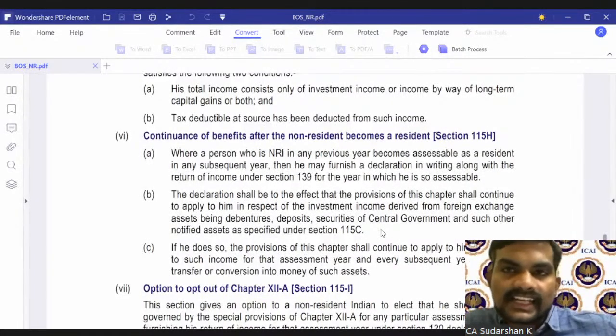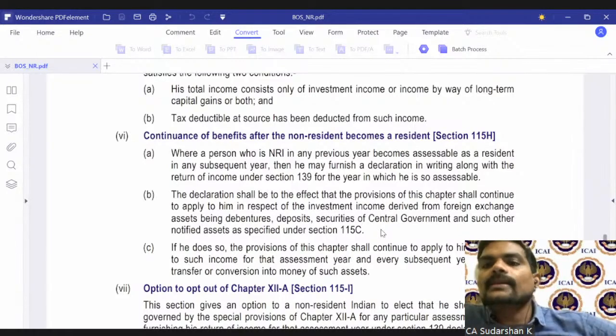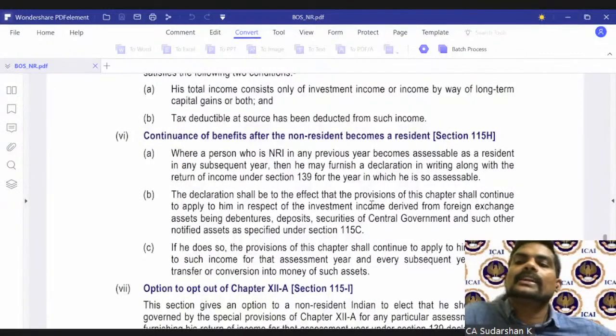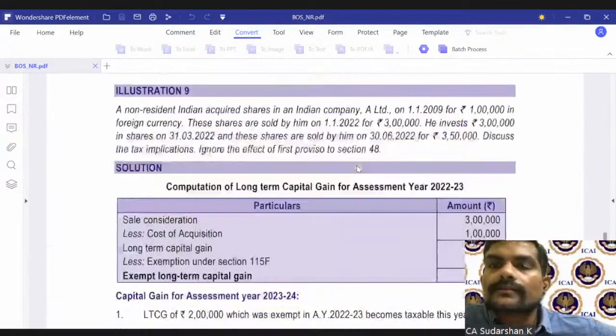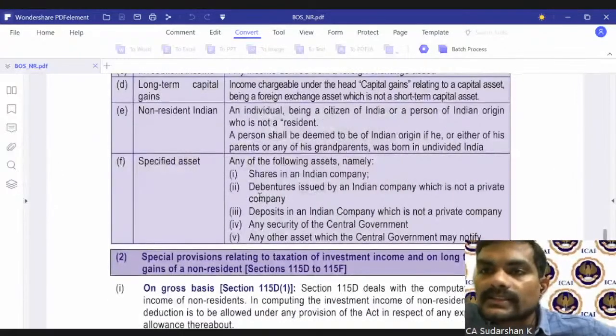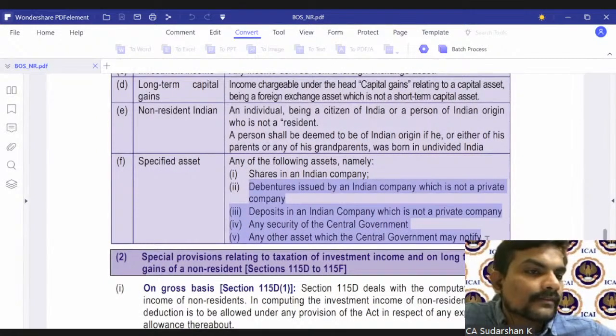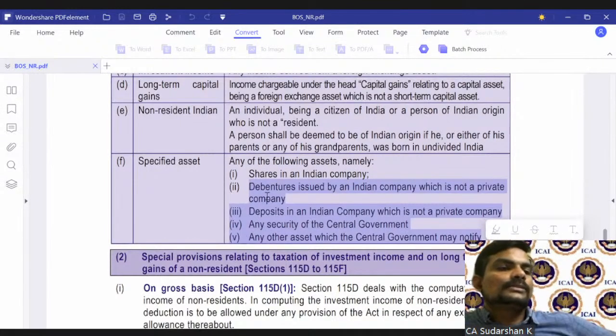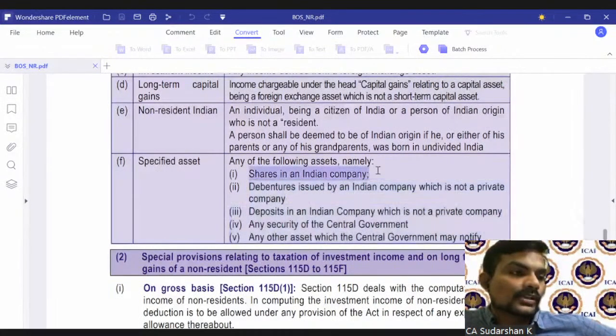So 115H, I repeat: a non-resident becomes a resident and he gets investment income from specified assets, which are debentures, deposits, securities of the central government, and others. That is, the specified assets in 115C, assets from 2 to 5. This particular aspect from 2 to 5. Shares is not included.